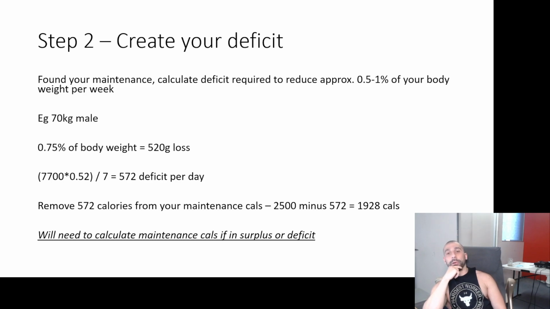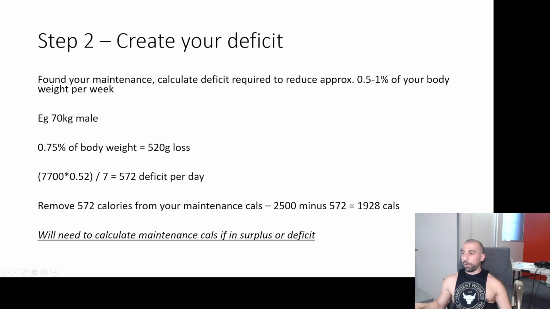So let's go in the middle. Let's say we want to aim to lose 0.75% of our body weight per week. So if we do our 70 kilo male, we times that by 0.75, that's going to be aiming for a 520 grams loss per week.